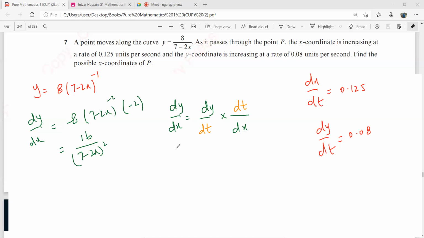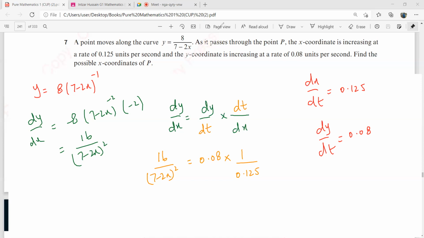And this is 16 over 7 minus 2x whole square. Your dy by dt is 0.08, and you will have to write the reciprocal of dx by dt here. This is 1 over 0.125.